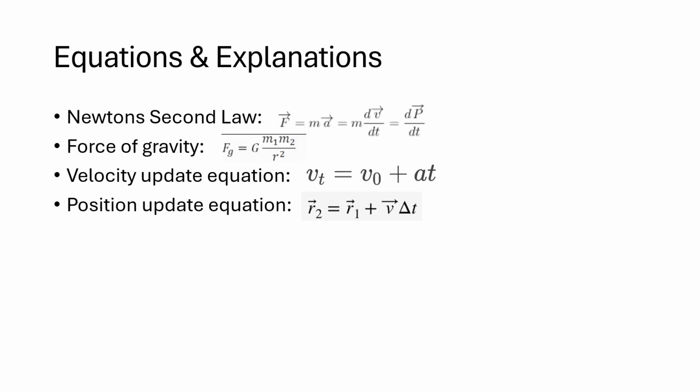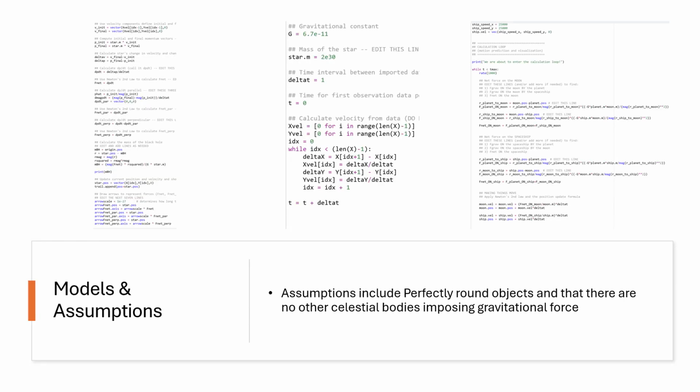As for the equations and explanations, we use Newton's second law, which is F equals ma, and you can also have it as the change in momentum. And this was used to calculate forces and such. And the main force here was the force of gravity, which is Fg equals G m1 m2 over r squared. And then we use the velocity update equation to change the velocity, and the position update equation to change the position.